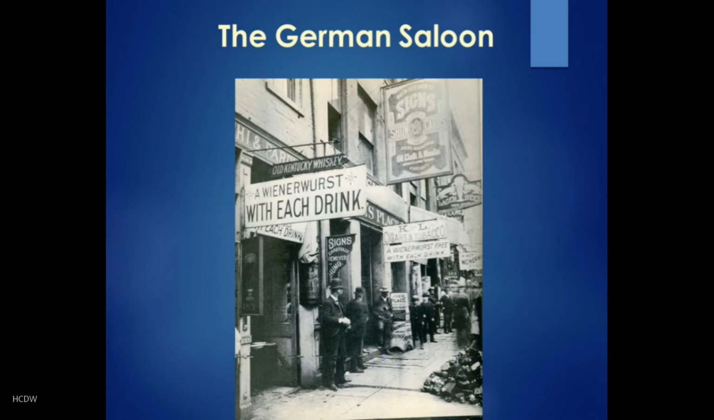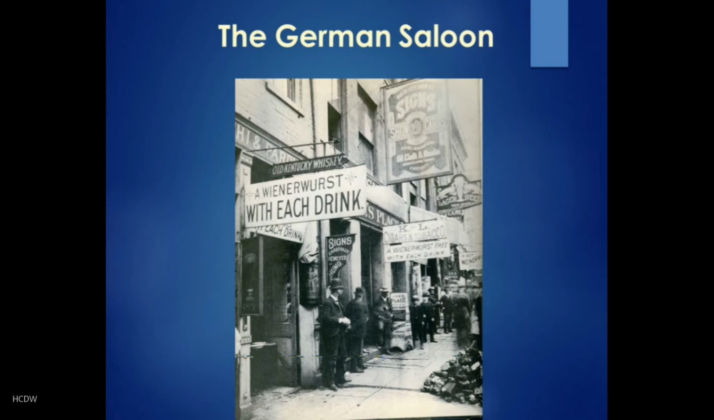As I mentioned, the Irish tended to work in unskilled manual labor positions, while Germans typically worked in skilled trades. Perhaps you've heard the children's rhyme of the butcher, the baker, the cabinet maker, or the candlestick maker. These are all kinds of trades that Germans would work in, bakers and tailors and furniture makers and so on.